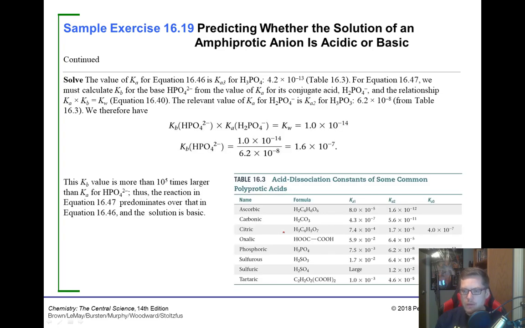All right. Now, the Ka3 for the reaction is, and this is from table 16.3 that we've looked at before, this value here, 4.2 times 10 to the minus 13th, and they've listed it for us here as well.